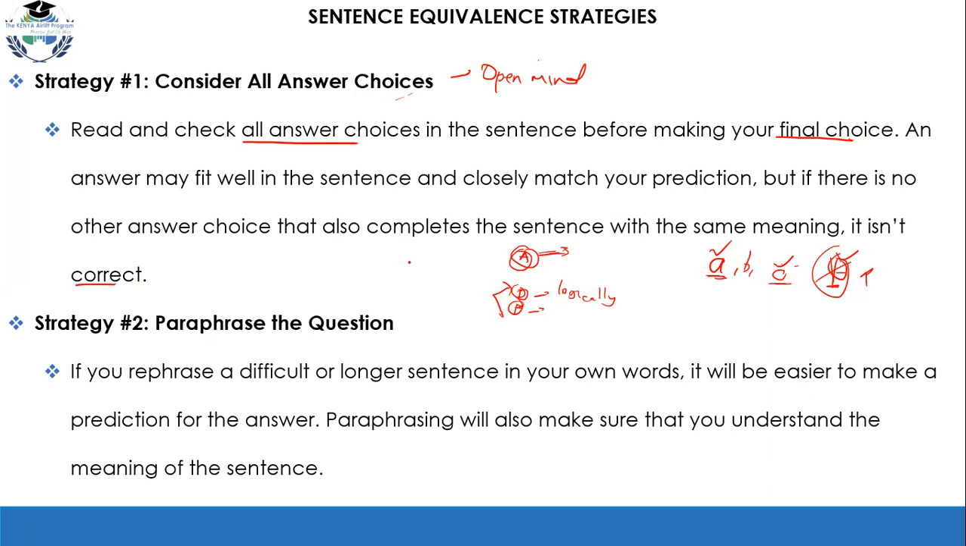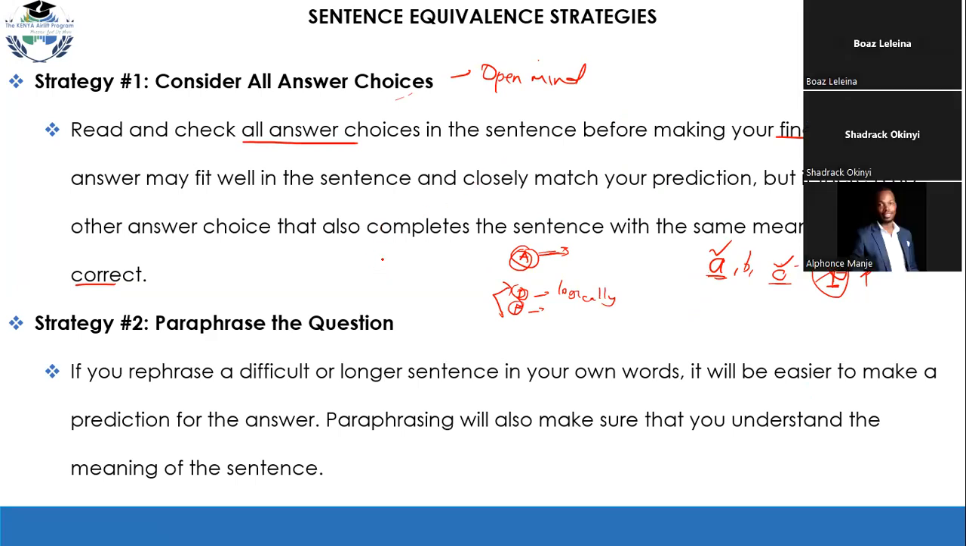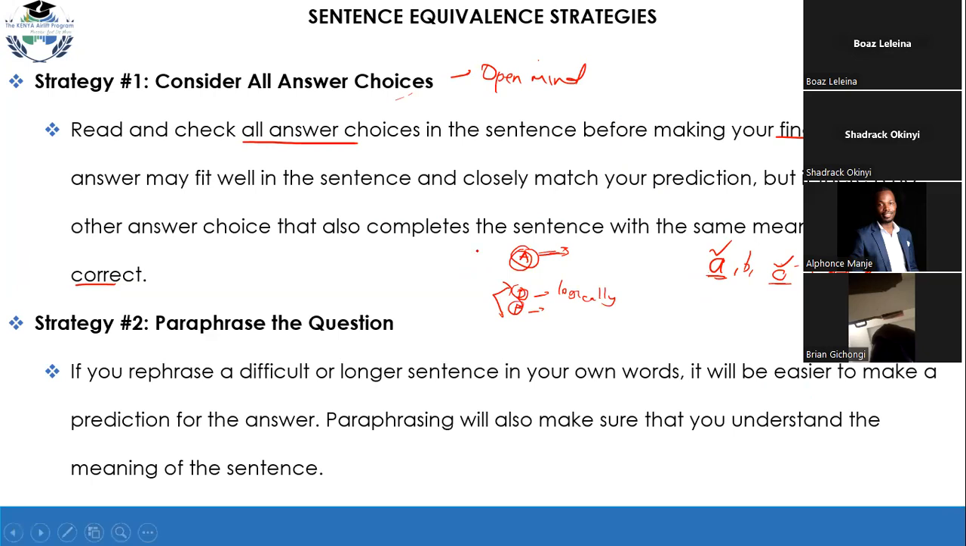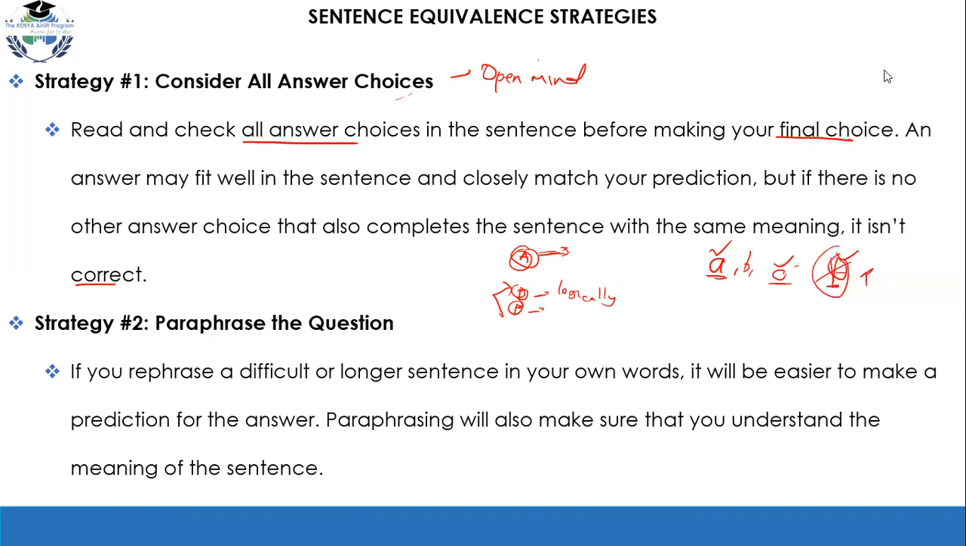So whenever you're reading the GRE sentence equivalence, I know there are so many answers. A to F is like so many answers, and sometimes it can turn out to be so overwhelming. So just take the time. You have rather more time than whenever you're doing your quant side of it. So just take the time, read all the answers, try and see which answer best describes whatever you're doing.